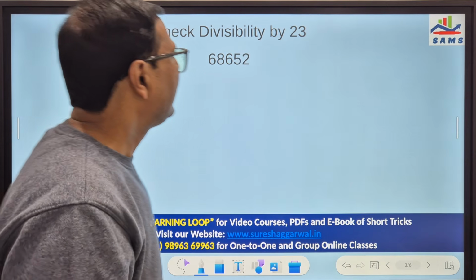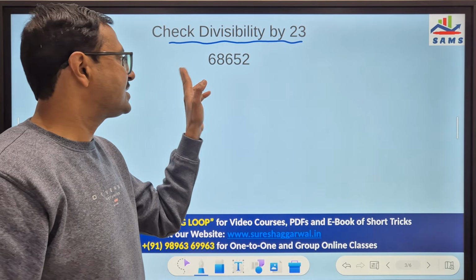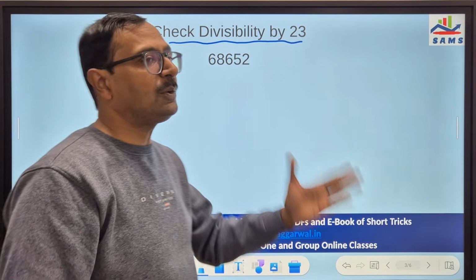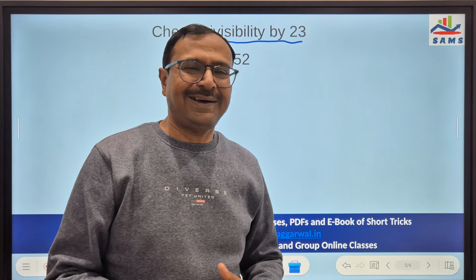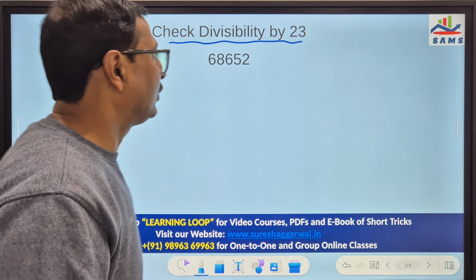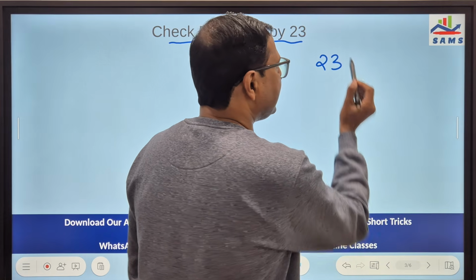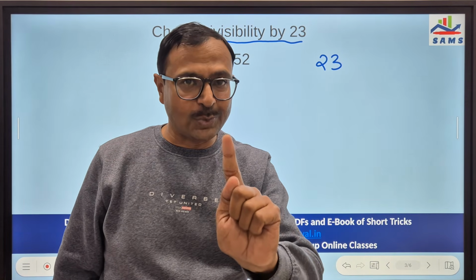Here we go. Let's check the divisibility by 23 for this number 68652. So I need to check whether it is divisible by 23 or not. Knowing the 23 times table, I think we are joking, right? Nobody knows the 23 times table, and therefore it can be difficult. But what is the oscillator for 23? I am not bothered about the big oscillator. I'll look for the small oscillator.